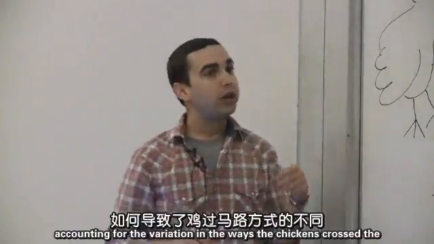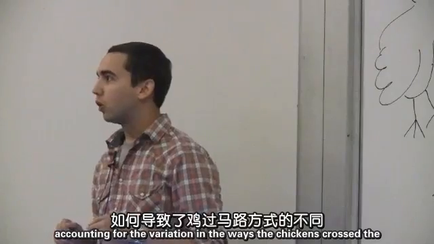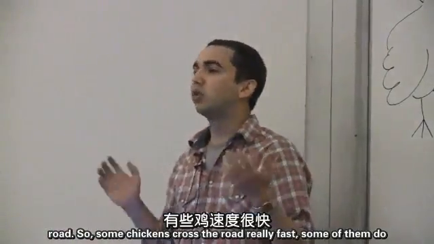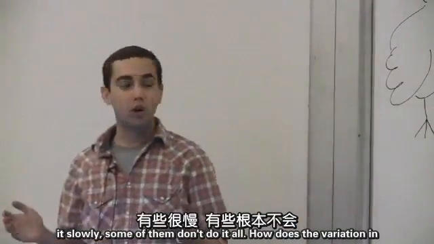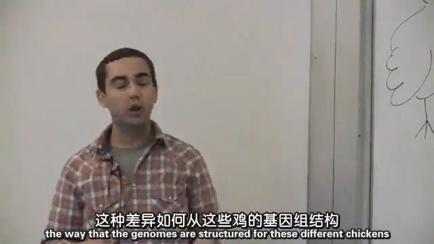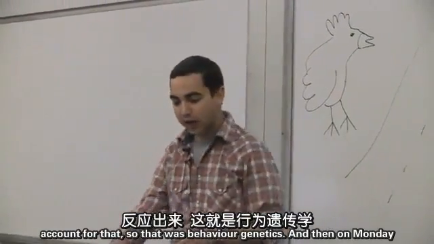Then the next week we went into behavior genetics, and this specifically was asking about what individual genes are accounting for the variation in the ways that chickens cross the road. So some chickens cross the road really fast, some of them do it slowly, some of them don't do it at all. How does the variation in the way that the genomes are structured for these different chickens account for that? So that was behavior genetics.